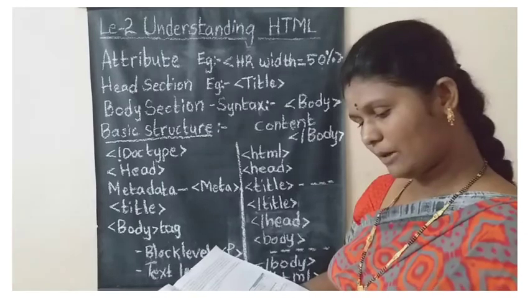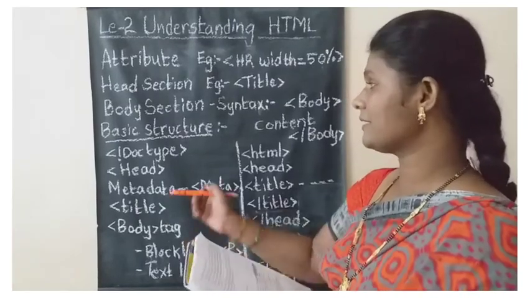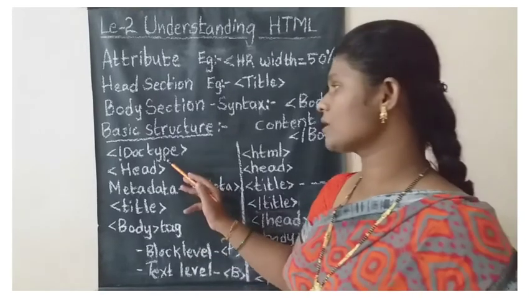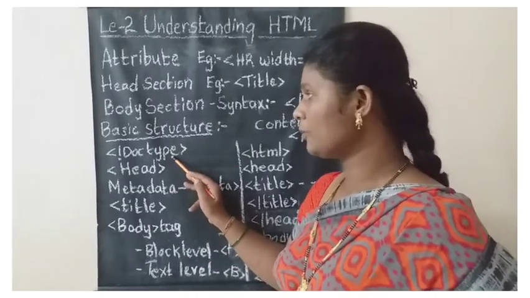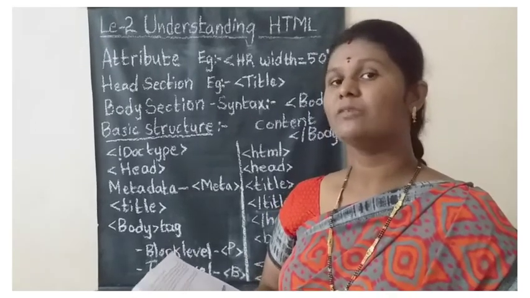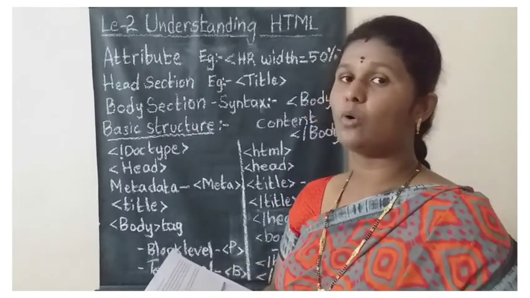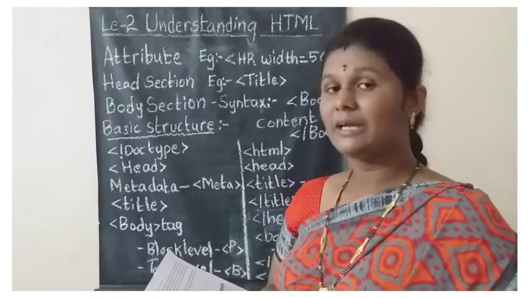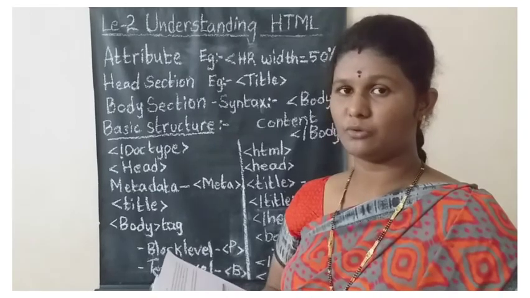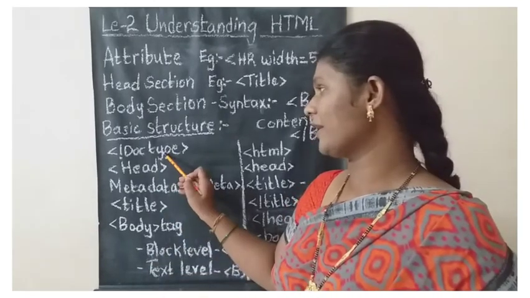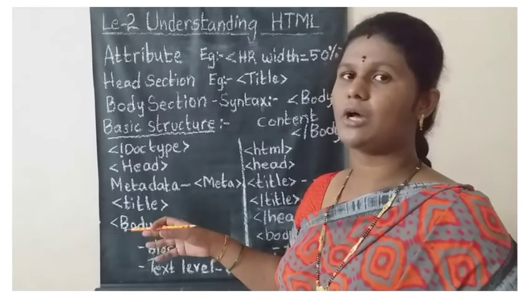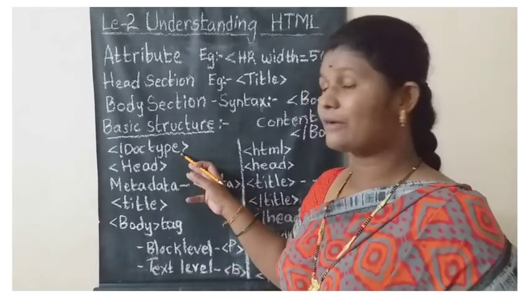In the HTML body part, we have some keywords. What are those keywords? Let's see here. Document type. If you are using HTML5 version, this document type won't display in the web browser. It will specify which document you are using, which version you are using, and which language you are using.